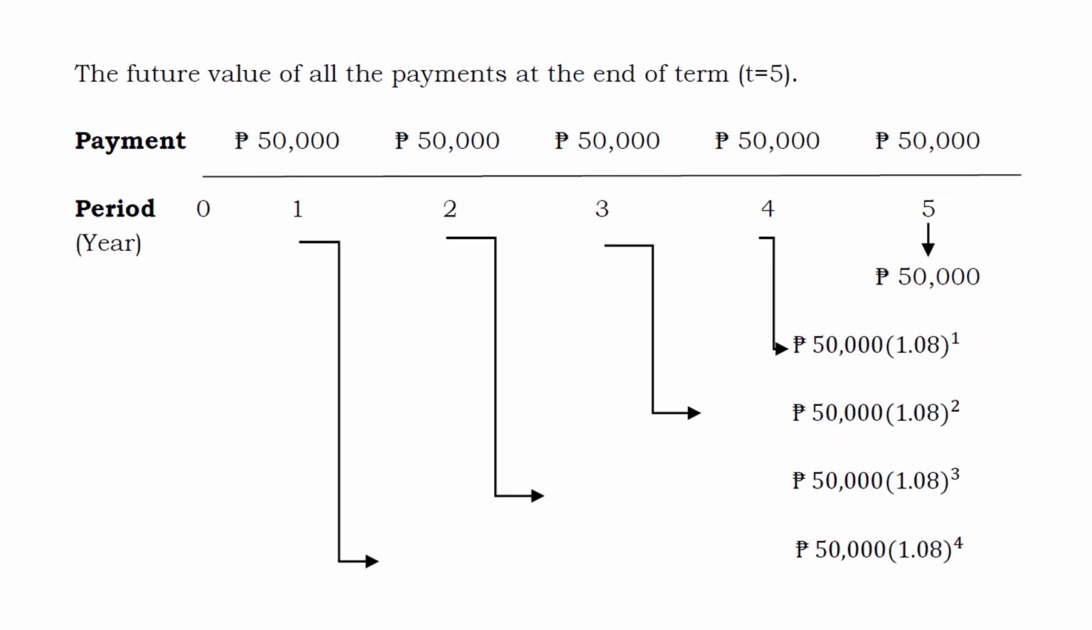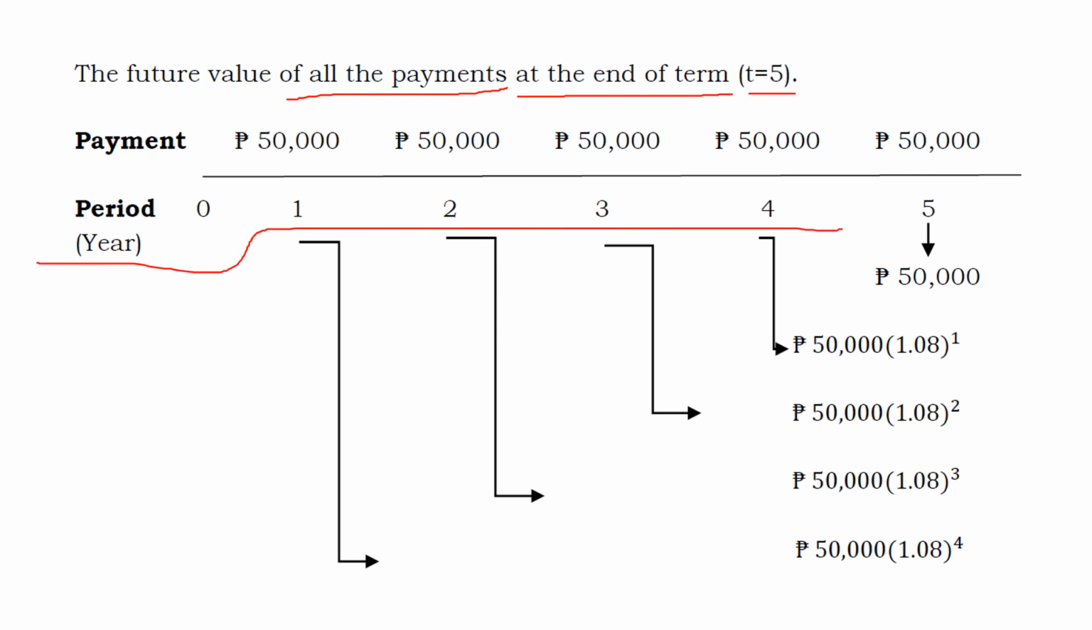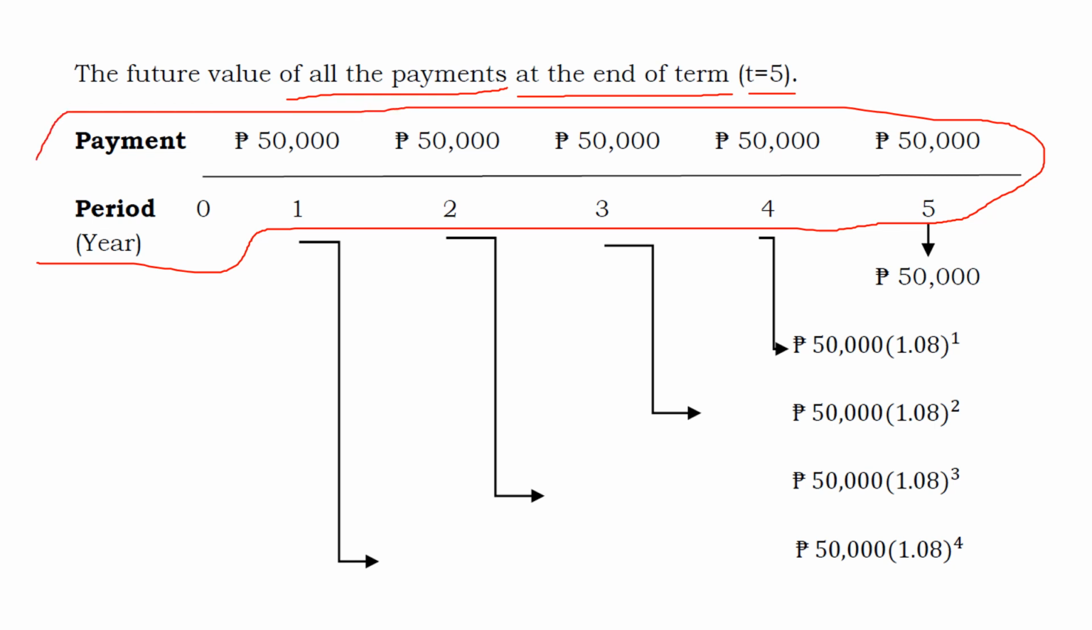Now, after we view the concept of simple annuity in a time diagram, let's now compute the future value of all the payments at the end of the term, which is your t, which is equal to 5. So t represents your time or term, since it can be done in 5 years. So your t now is equal to 5. As you can see here, this will be your time diagram from the first year of payment up to the last year of payment, which is your fifth year.